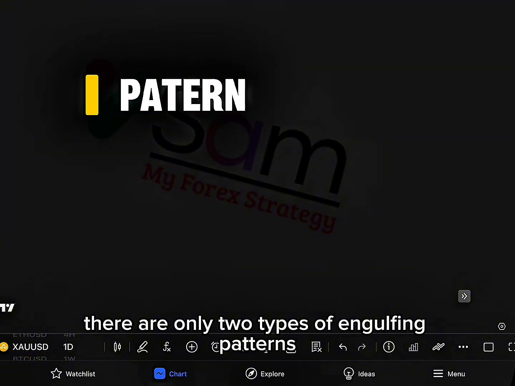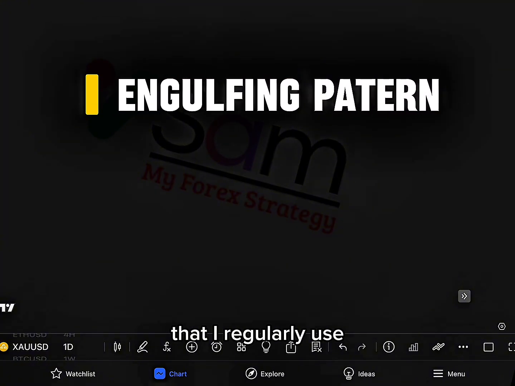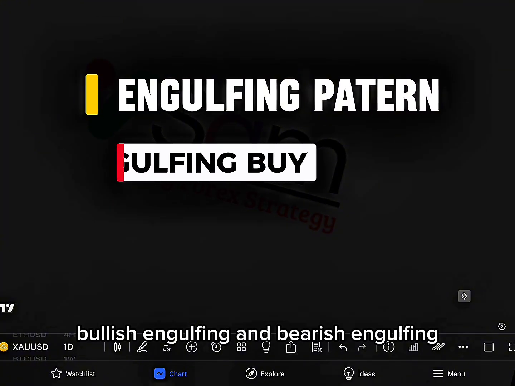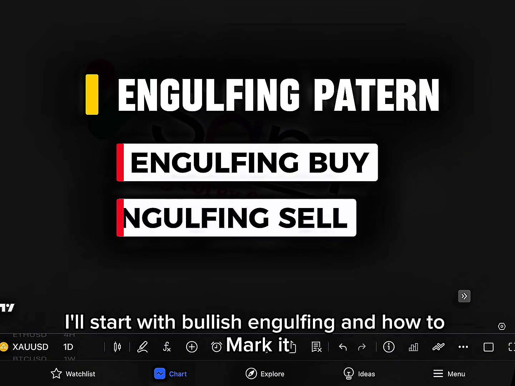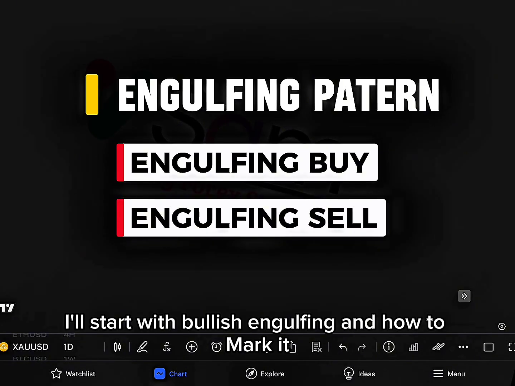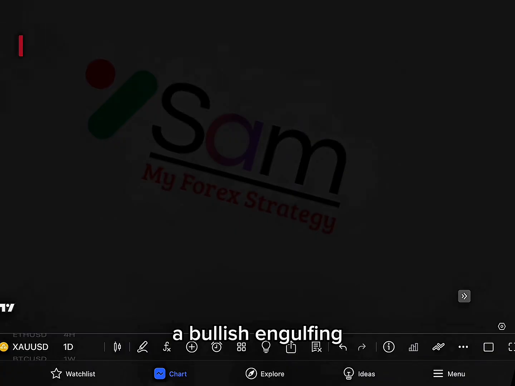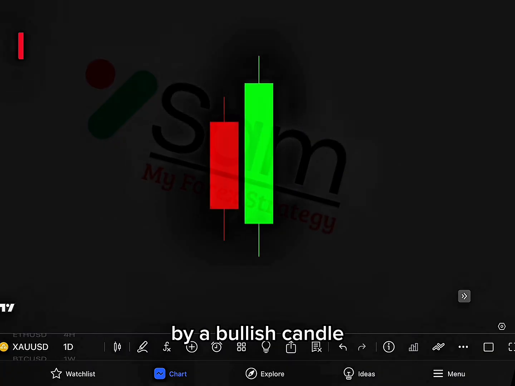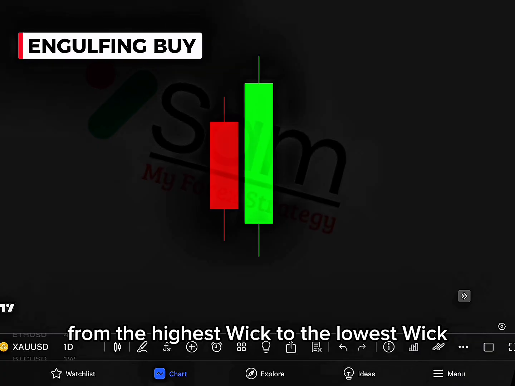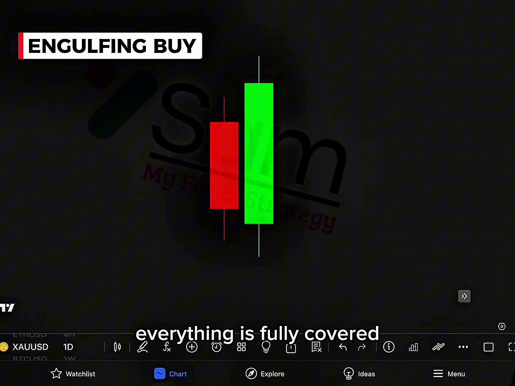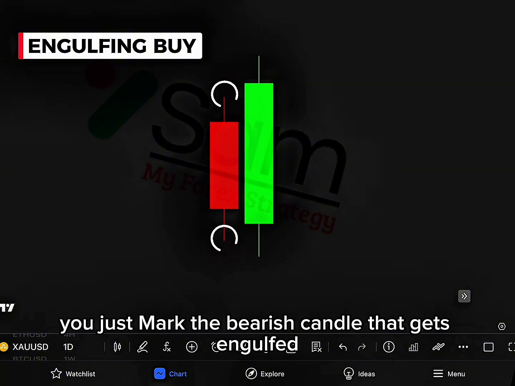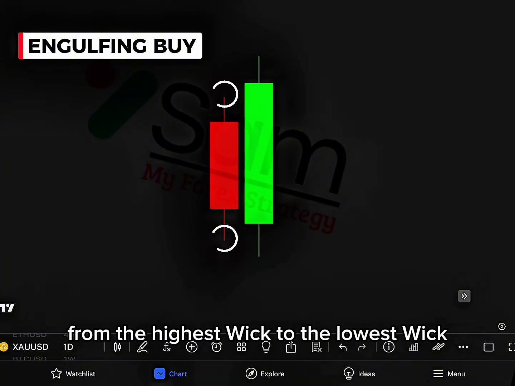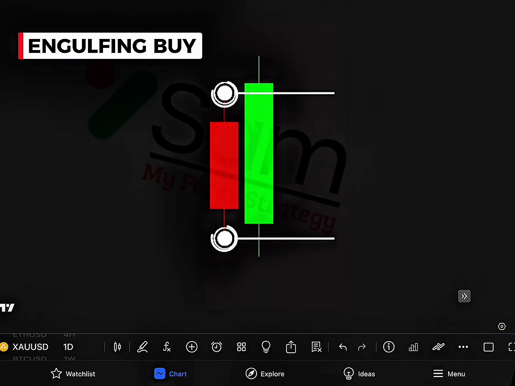There are only two types of engulfing patterns that I regularly use, bullish engulfing and bearish engulfing. I'll start with bullish engulfing and how to mark it. A bullish engulfing happens when a bearish candle is completely consumed by a bullish candle. From the highest wick to the lowest wick, everything is fully covered. So how do we mark it? Simple. You just mark the bearish candle that gets engulfed from the highest wick to the lowest wick. That's it. Simple and clear, right?